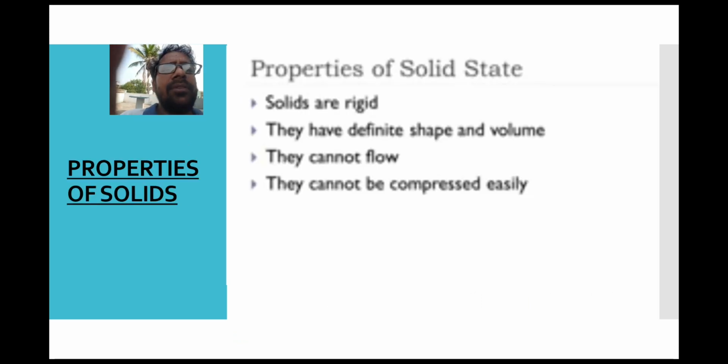Properties of solids. Solids are rigid. Why? Because molecules are closely packed. They do not have much intermolecular space, so they cannot be compressed. They have definite shape and volume. They cannot flow. Yes, they cannot flow because all particles are held together by a strong force of attraction. They cannot be compressed, which we have already discussed in this class.